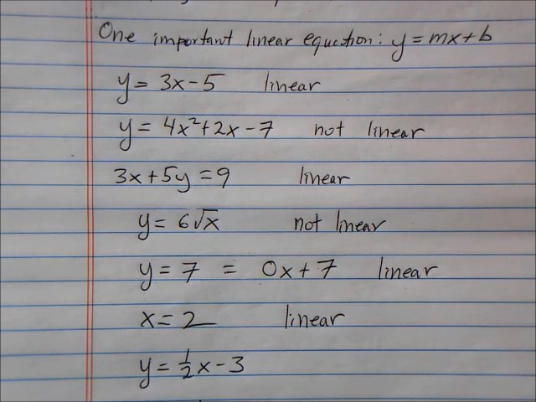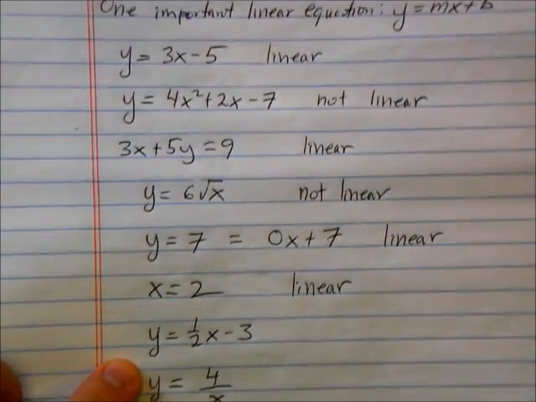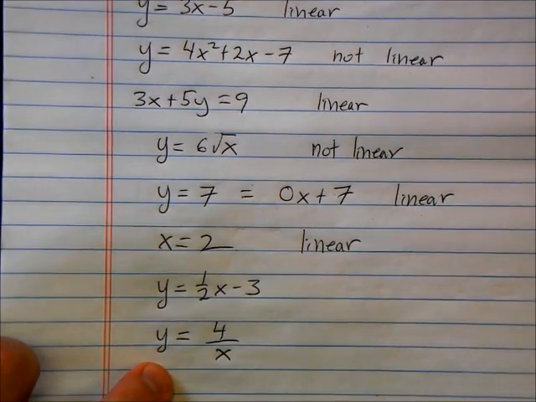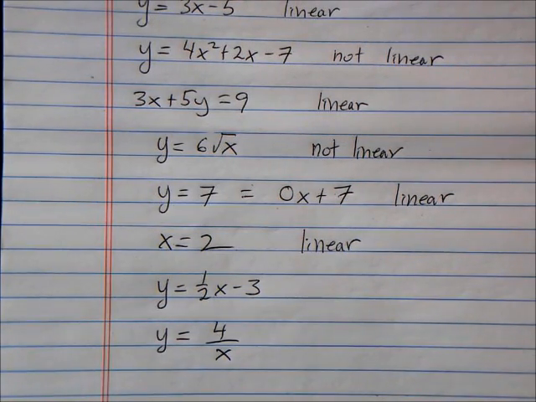Y equals 1/2 x minus 3. Am I allowed to have fractions? Sort of. That one, y equals 1/2 x minus 3, is linear, while the next one, y equals 4 over x, is not. So what's the difference between those two? You can have fractions, but the fractions have to be something special. So what's wrong with the last one? Why is that one not linear?